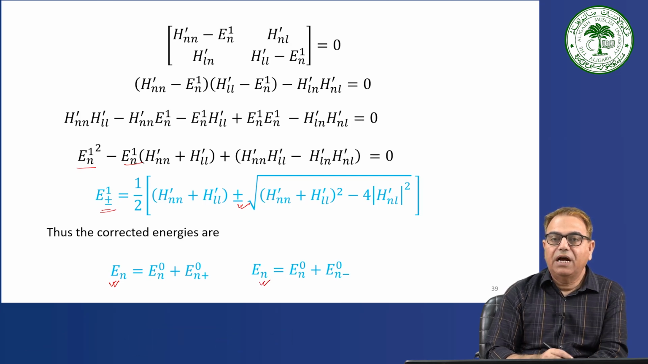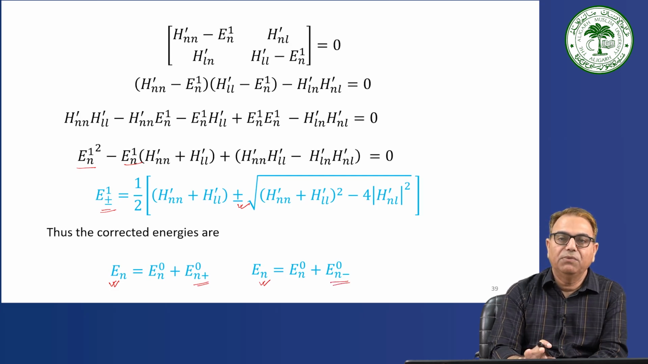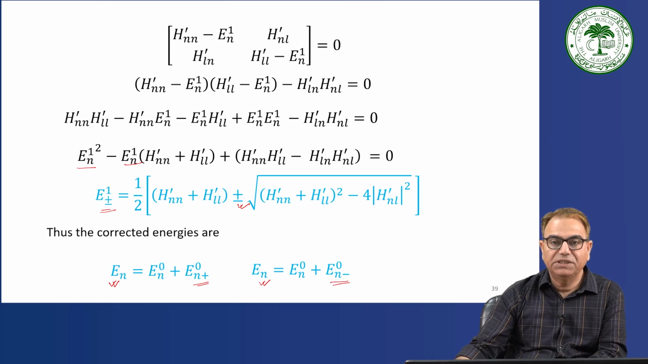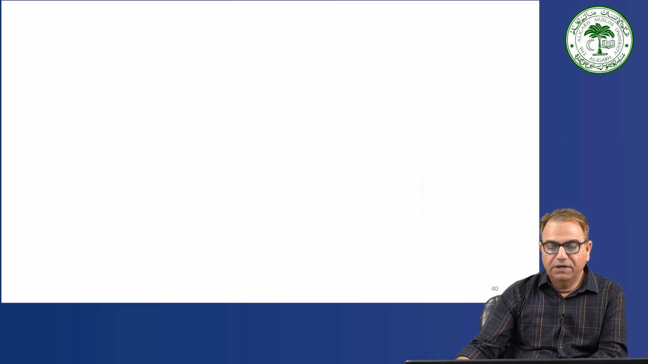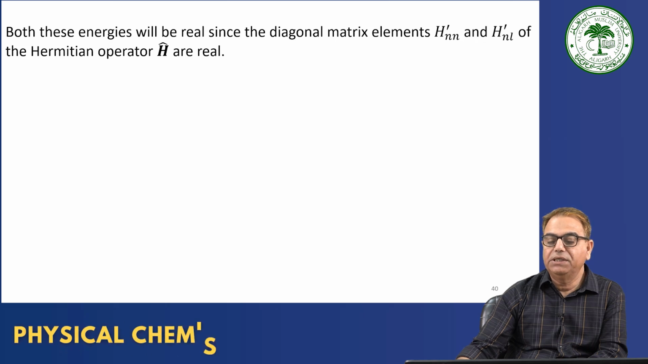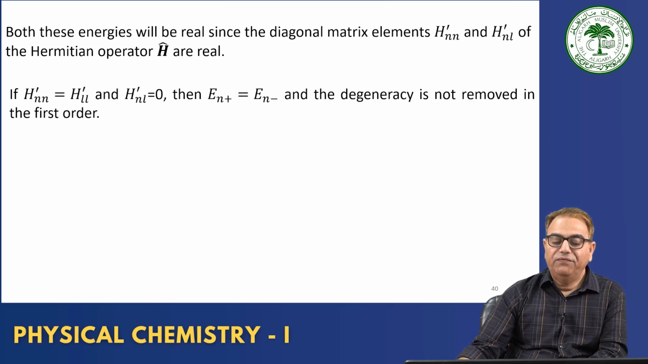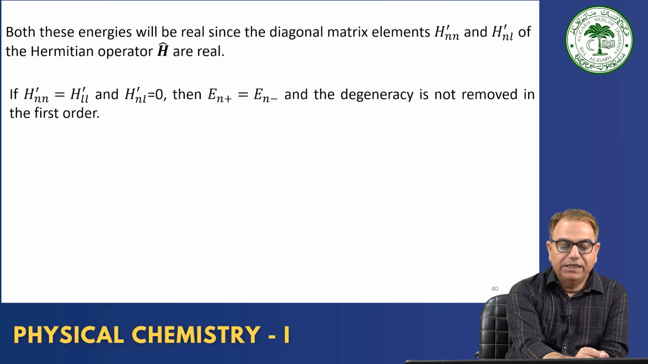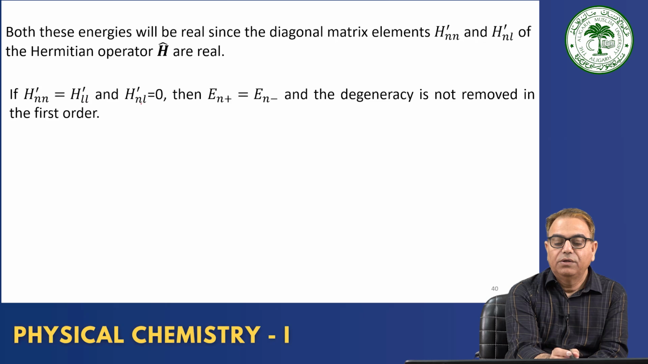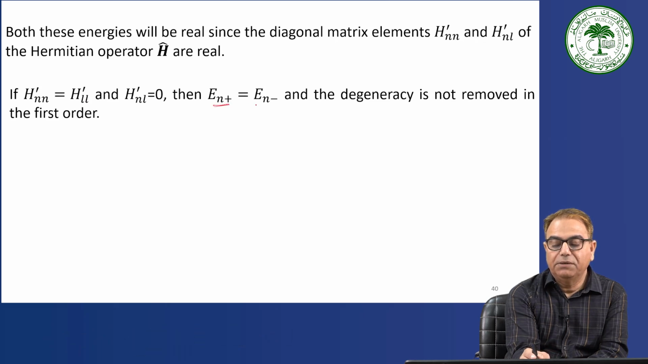It means that after perturbation the degeneracy is lifted, because En plus naught and En minus naught may not be the same, but they may be the same also. Both these energies will be real, since the diagonal matrix elements H prime nn and H prime ll of the Hermitian operator H are real. So real energy values you get. If these integrals H prime nn and H prime ll are equal and H prime nl is 0, then what you get is En plus equal to En minus.